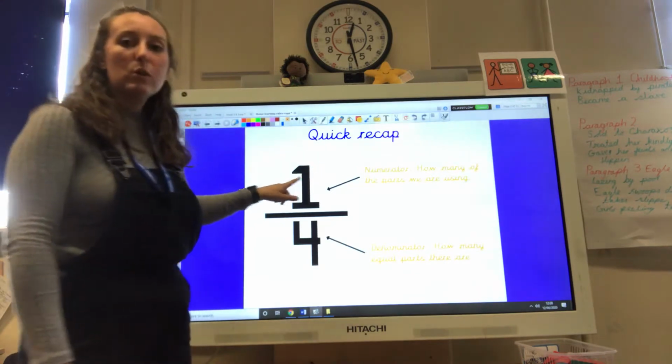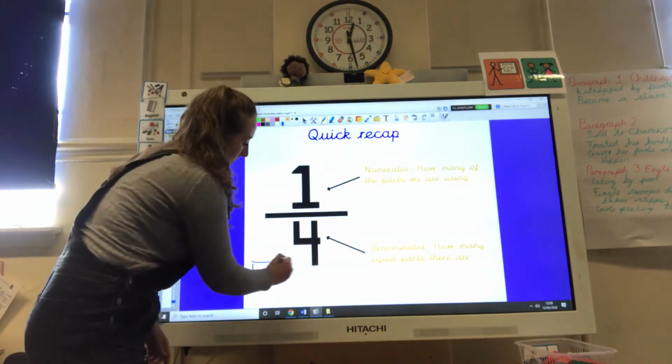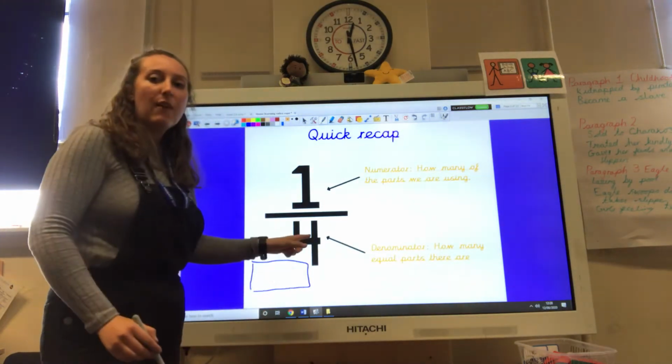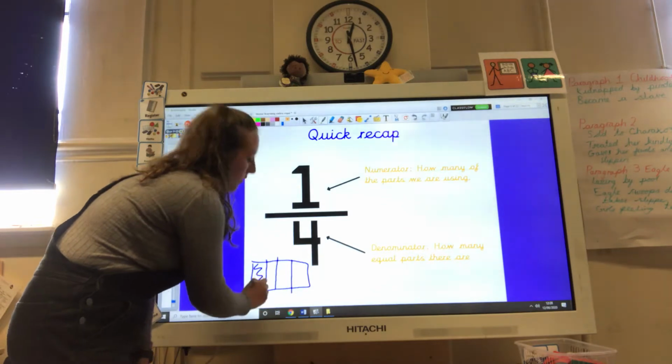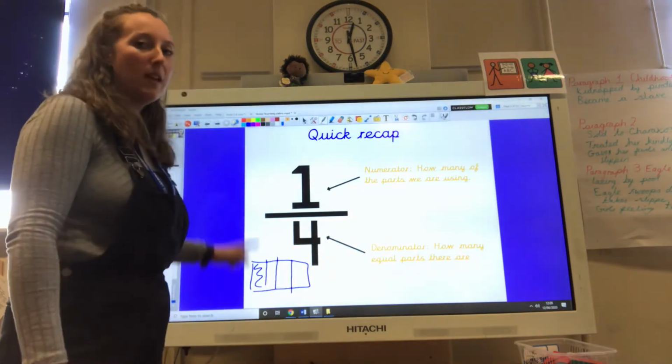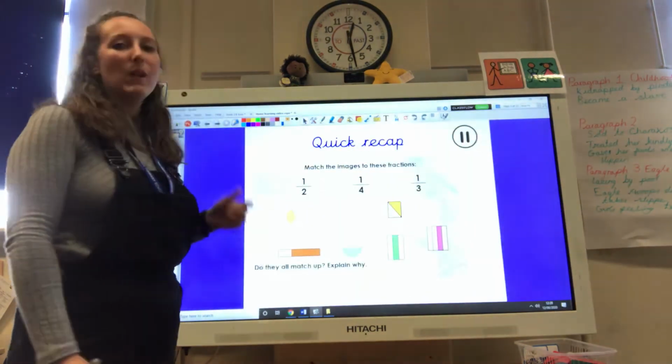So this fraction shows me 1/4. If I'm going to draw 1/4, I know I need to have 4 equal parts. And I'm using 1, so that one's shaded in. So here is 1/4 as a picture representation. So here's a quick recap.